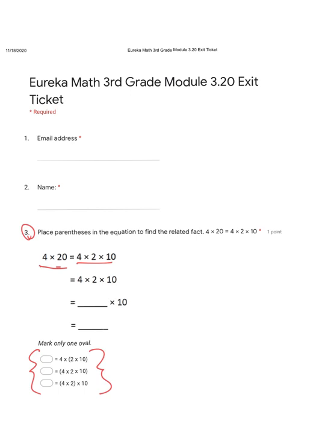Okay, so when we're looking at this problem, what do we see? They've brought down the 10, so that leaves the 4 and the 2. So 4 times 2 equals 8, and 8 times 10 equals 80. Is 4 times 20 80? Yes, it is. So our answer for number 3 is 4 times 2, in parentheses, times 10.